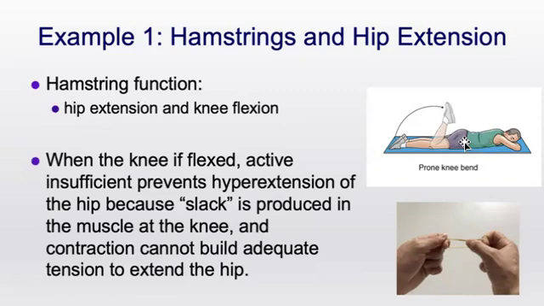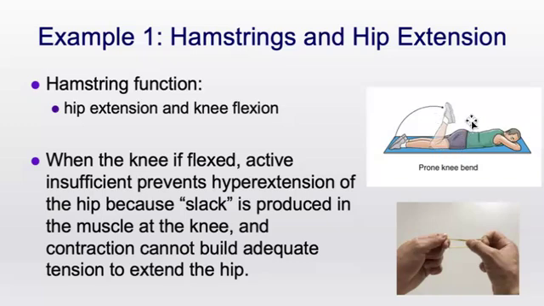The hamstring passes the hip and the knee, so its job is to extend the hip and flex the knee. Let's say the individual is lying prone on their stomach and they flex their knee. They're contracting their hamstring to do this. You are contracting the muscle, but it's creating a slack-like phenomenon in the muscle, so that if the individual tries to extend the hip, they can't build up enough tension in the hamstring to actually contribute to hip extension.